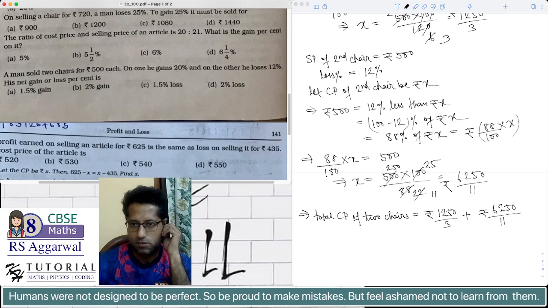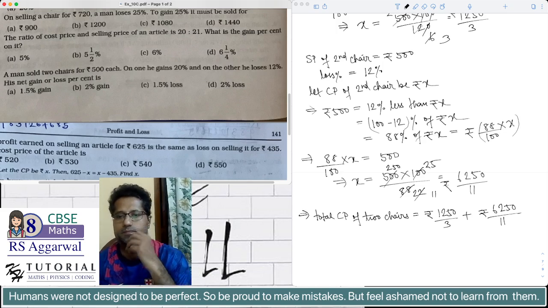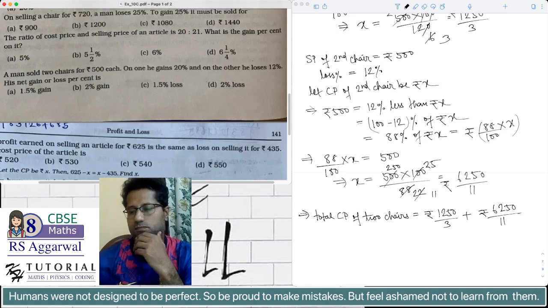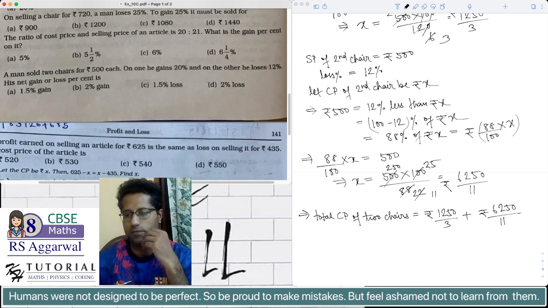12% loss means 12% less than rupees X. So 100 minus 12% of rupees X, which is 88% of rupees X, which is equal to 88 by 100 multiplied by X.